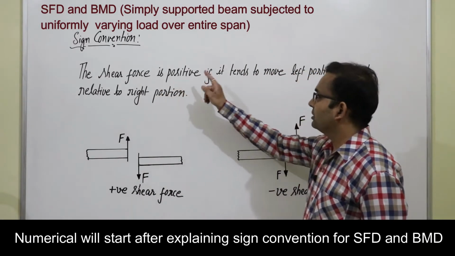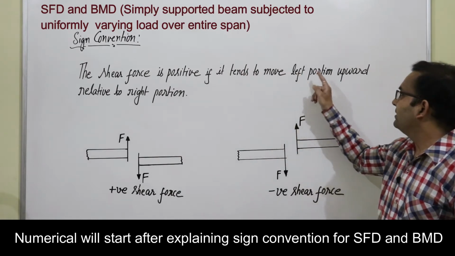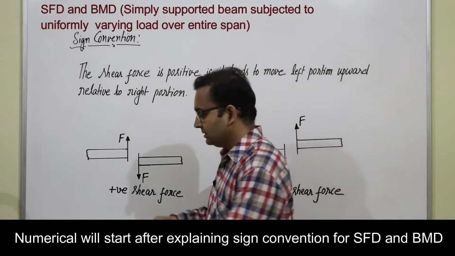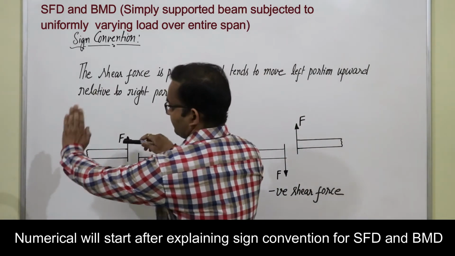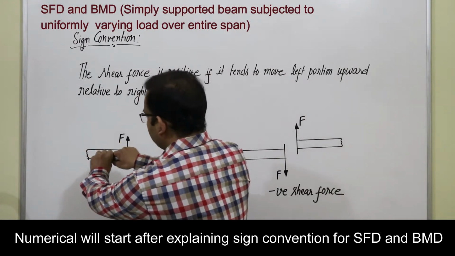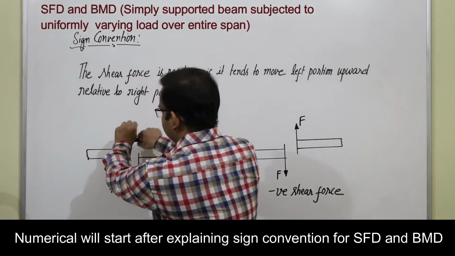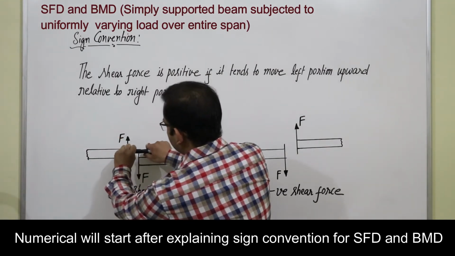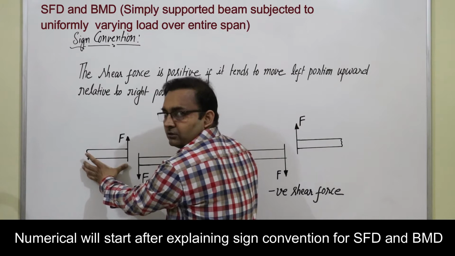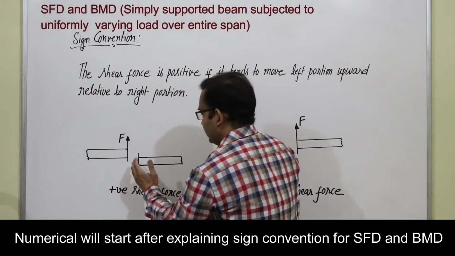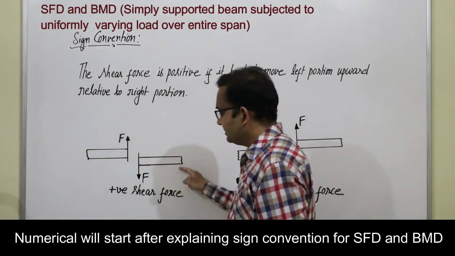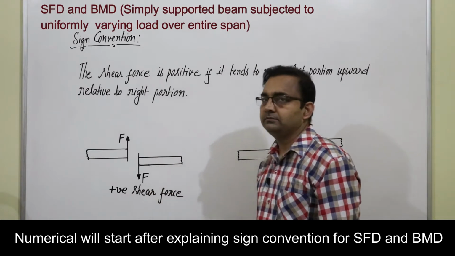The shear force is positive if it tends to move the left portion upward relative to the right portion. Suppose this is a beam and this is the left part, this is the right part. On the left part I am applying force upward, like this. So this is the left part on which force is applied upward and this is the right part on which force is applied downward. If this is the case, it is a positive shear force.